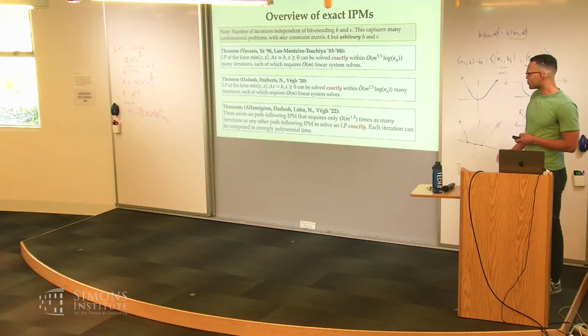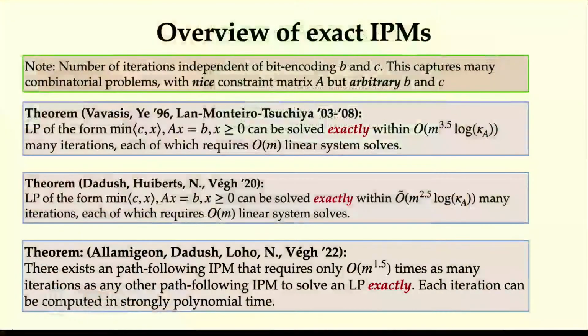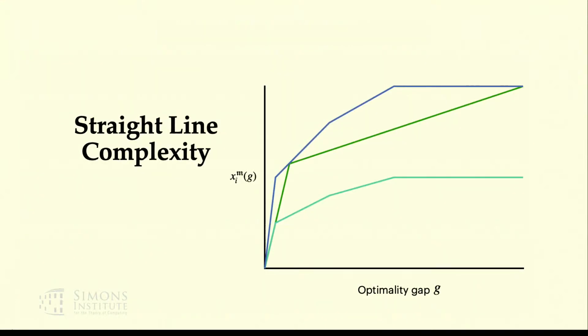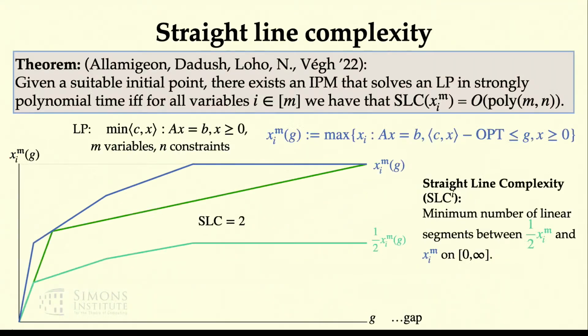So, to explain at a high level, without explaining the interior point method, the underlying geometry of how many iterations you're going to need, I will quickly speak about the so-called straight line complexity, defined as follows.